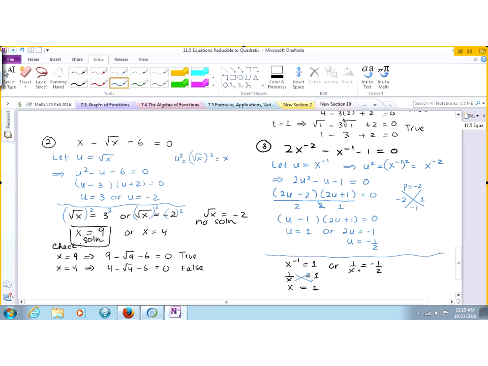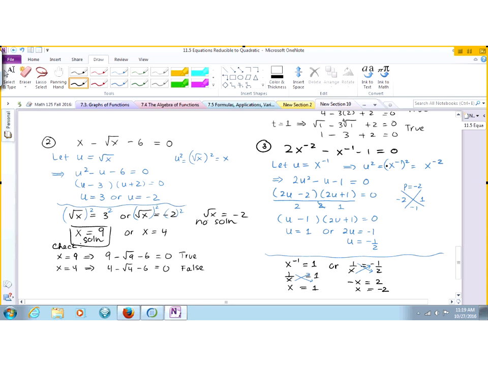If 1 over x equals -1/2, how do I solve for x? We cross multiply. By the way, do I have to explain cross multiply? Do you know what it is? If it is a proportion, then you can cross multiply. All right, so what is this now? -x is equal to 2. So what is x? -2.